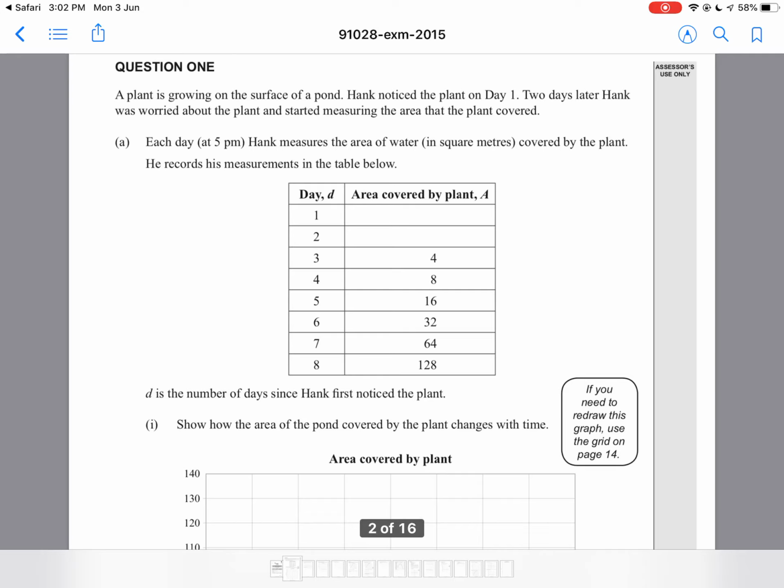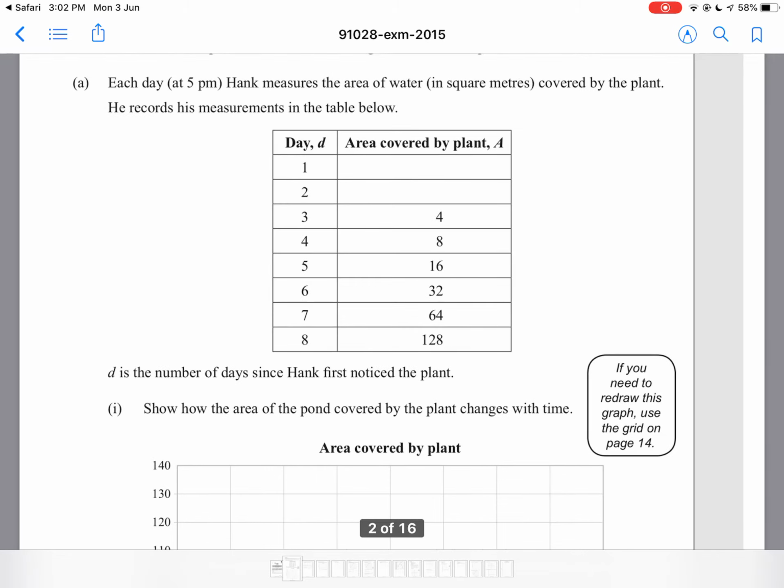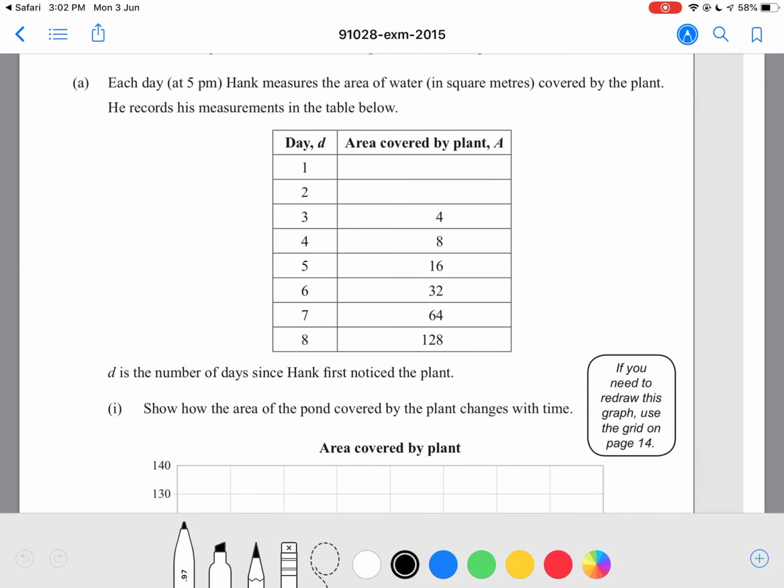So, question 1. A plant is growing on the surface of a pond. Hank notices the plant on day 1. 2 days later, Hank was worried about the plant and started measuring the area of the plant covered. Each day at 5 p.m., Hank measures the area of the water in square meters covered by the plant. He records his measurement in the table below. D is the number of days since Hank first noticed the plant, okay? So we're just going to fill out this table, okay?